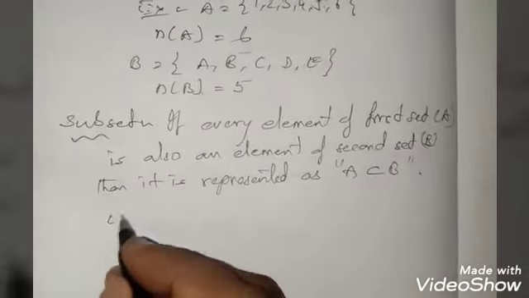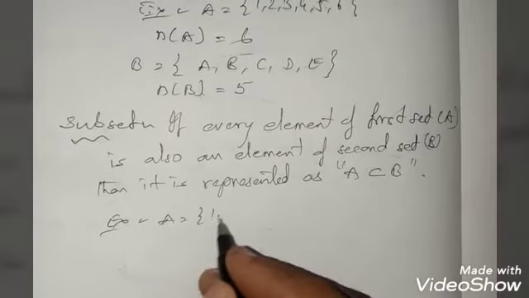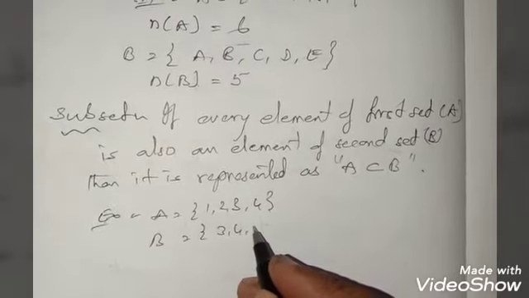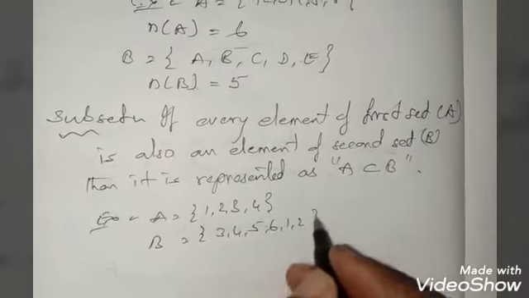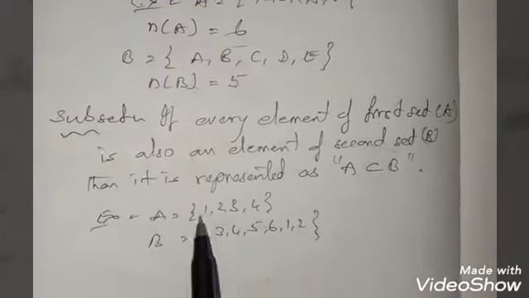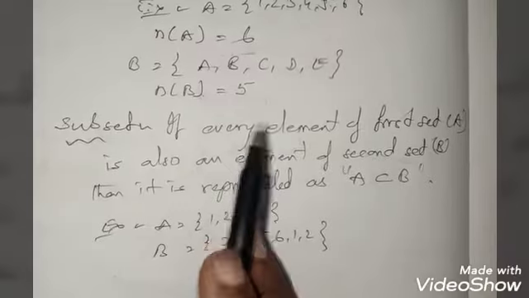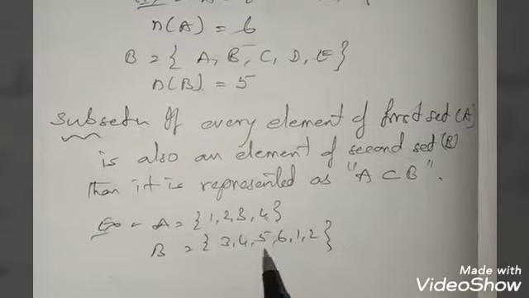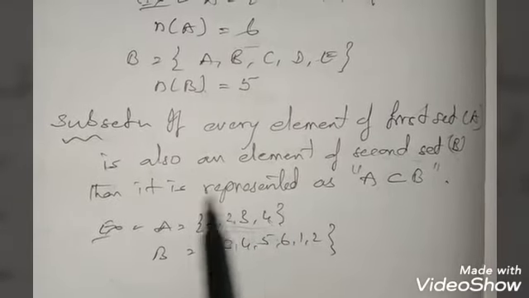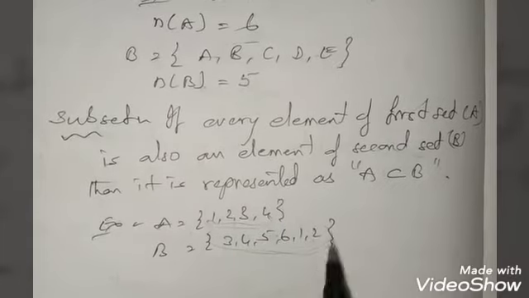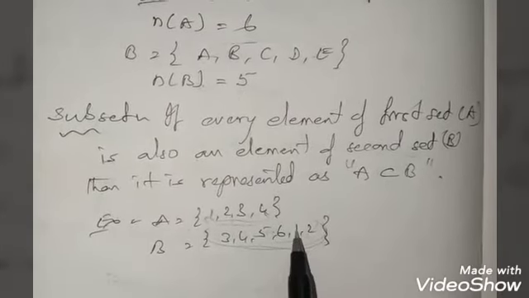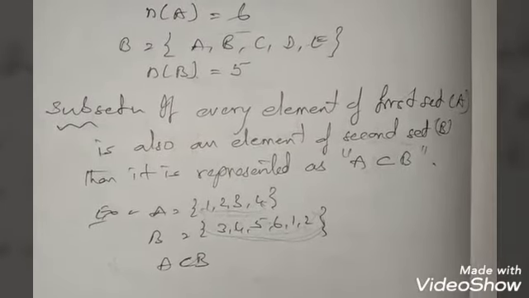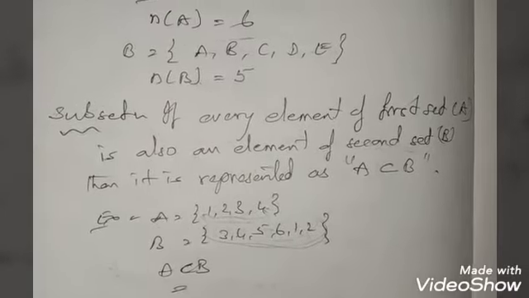Now if I take an example, A is equal to 1, 2, 3, 4 and B is equal to 3, 4, 5, 6, 1, 2, right? Here, as per the definition of subset, every element of the first set is also an element of the second set, meaning whatever elements are in the first set should also be in the second set. In the second set you have 1, 2, 3, 4, same as set A, so I can write A is subset B, right? Like this we are identifying the subset.